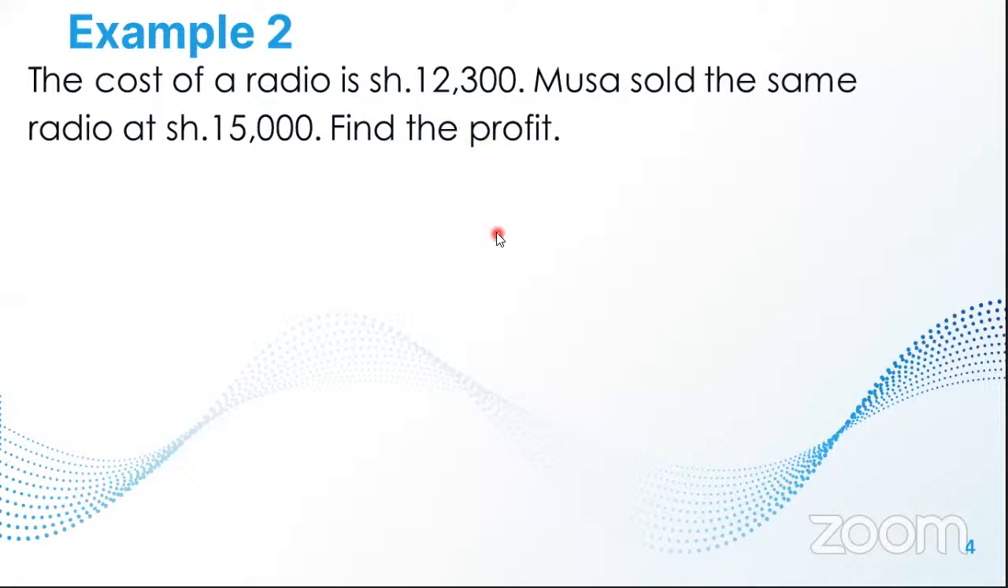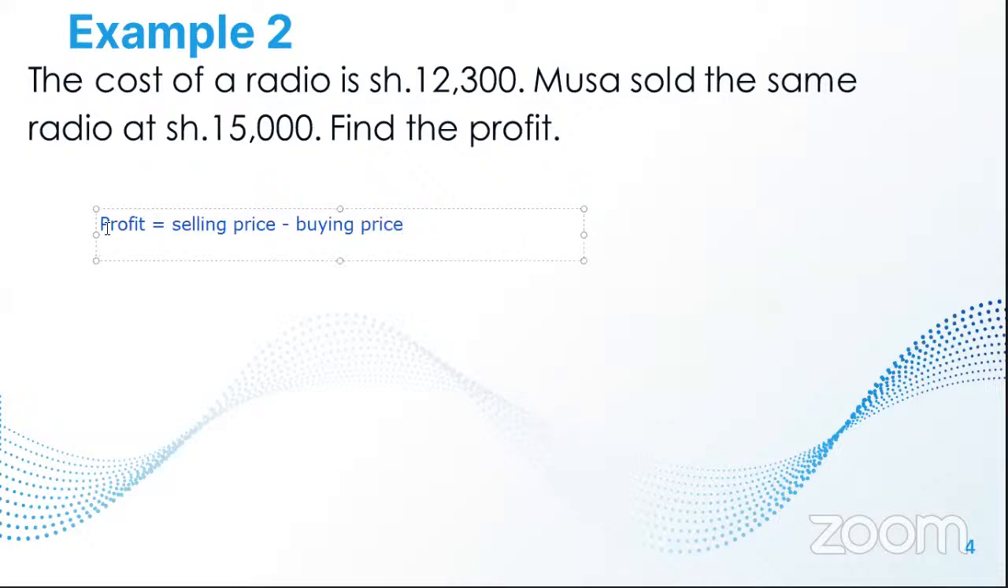So for us to find the profit, what is the formula to get the profit now? How do we get the profit? What is the formula to get the profit? We say profit equals selling price minus buying price. Profit equals selling price minus buying price. Very good. So buying price is the same as cost price, isn't it?